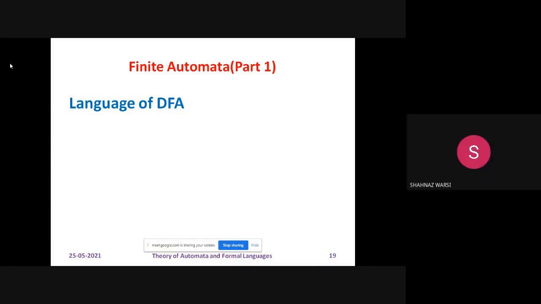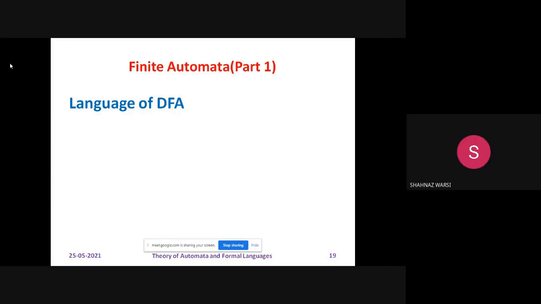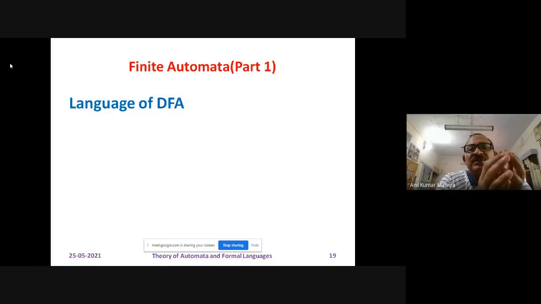What are the ways to represent a finite automata? Graphical and tabular form. Next is the mathematical form with the help of the 5 tuples: Q, sigma, delta, q0 and F. Okay, so there are 3 ways we can represent a finite automata: a mathematical form with the help of 5 tuples, a graphical way, and a tabular way. Is it clear? Yes, sir.